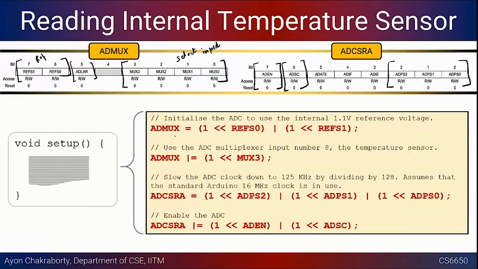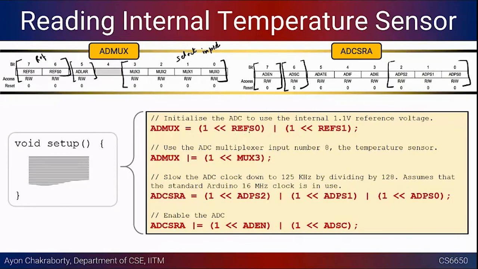So the first one we do is ADMUX. We have to initialize the ADC to use the internal 1.1 volt reference voltage. If you want to use the internal temperature sensor, we cannot use the 5 volt reference voltage. That is already mentioned in the manual: if you want to use the internal temperature sensor, please use the reference voltage as 1.1 volt. This reference is already present in the microcontroller if you choose REFS0 and REFS1 as 1 1, right? So this is nothing but 1 left shifted by the bit value here.